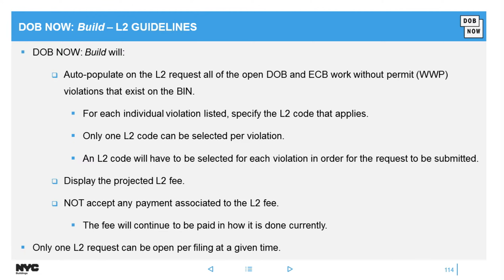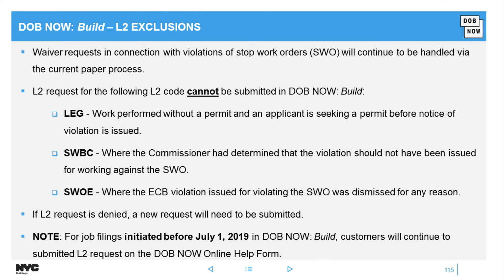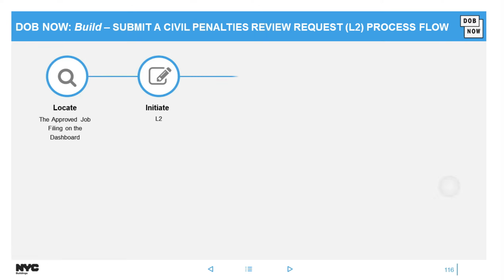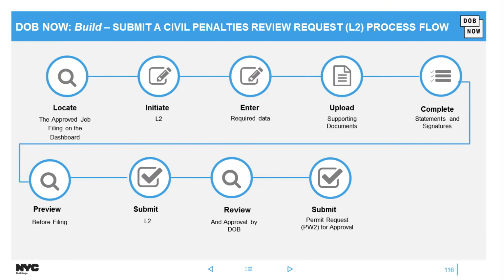The next couple of slides are just some guidelines around L2s, so you can read up on these on your own time. We have this PowerPoint of the video also available in the resources, so you can print a copy if you need to and read it. We do not accept L2s for LEG, SWBC, and SWOE, and you would pay those fees for L2 in person as you used to. That's the only fee that we don't collect in DOB Now Build. So where it had that select action column on the dashboard, that's where you would scroll across and actually see that request L2.